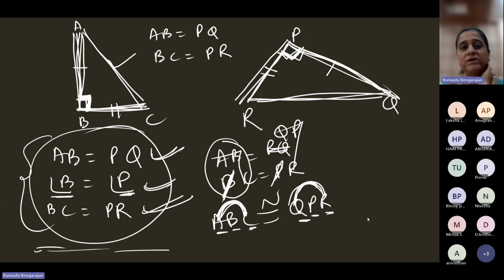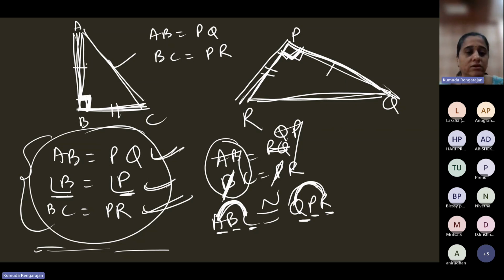So congruent triangles means identical triangles. So if you have one small and one big triangle, straight away they are not congruent. Because one is small, the other is big. How are they identical? They're not identical. So they're not congruent triangles.